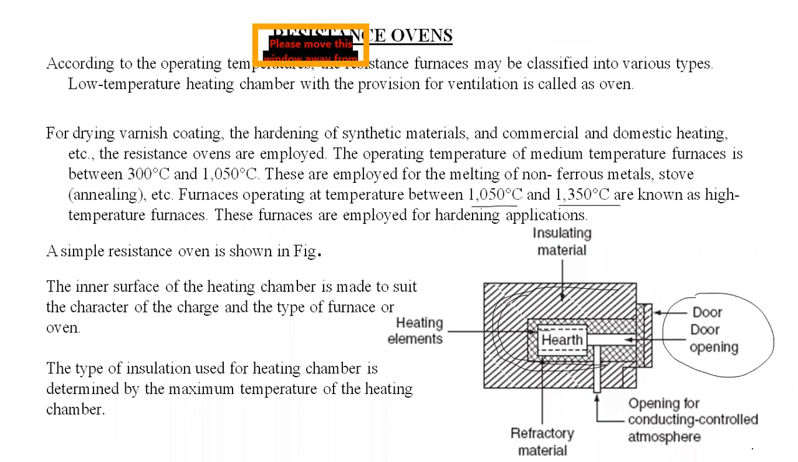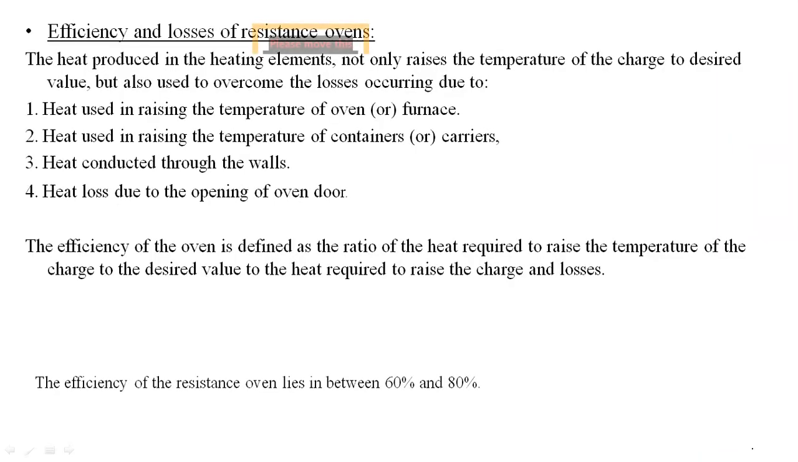Yesterday we stopped the class up to this point. Next we are going to see radiant heating. But first there is a small topic regarding resistance heating, that is direct and indirect resistance heating. There are some efficiencies and losses that happen in these resistance ovens. Let us see what those are.